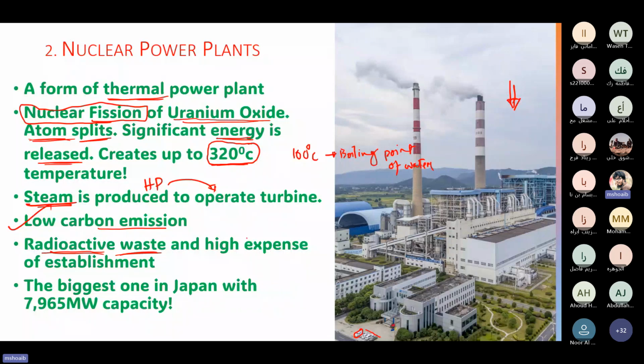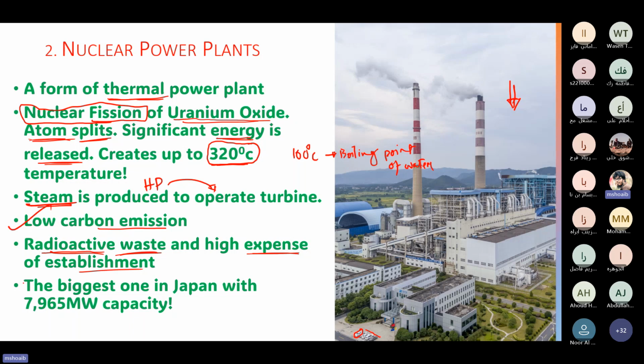And this type of power plant demands a very high expense in establishment. Okay, so these are some key points of nuclear power plants. I have tried to make it very straightforward and simple, not very detailed, but trying to give you a good picture of what the power plant is.